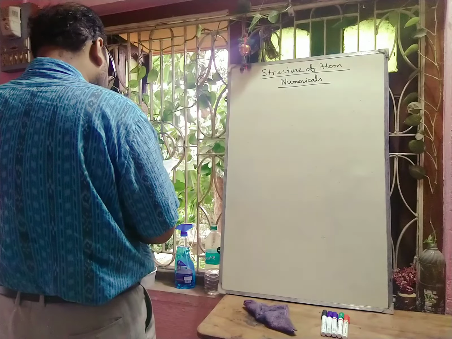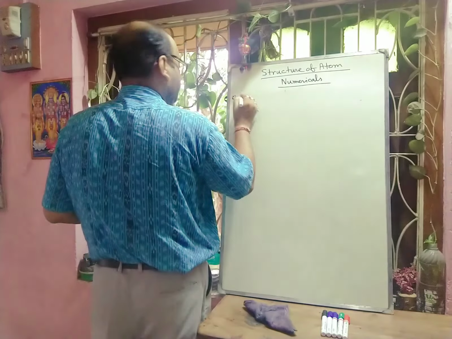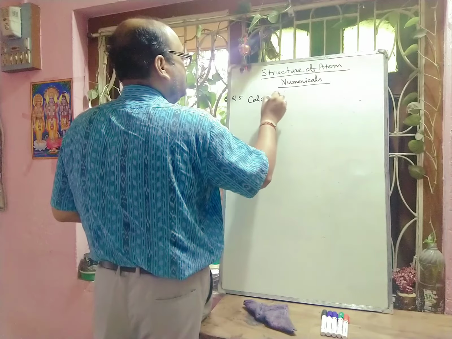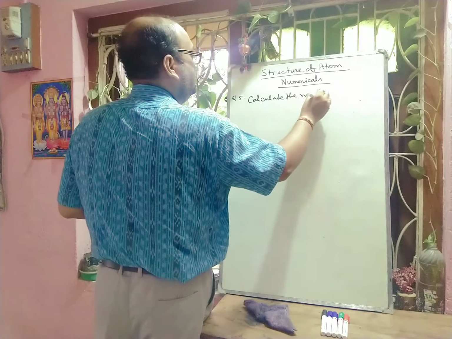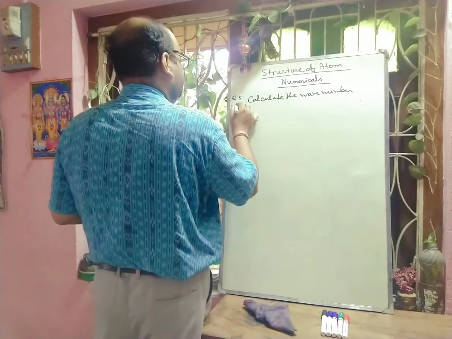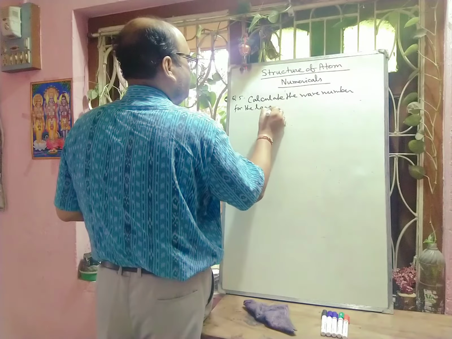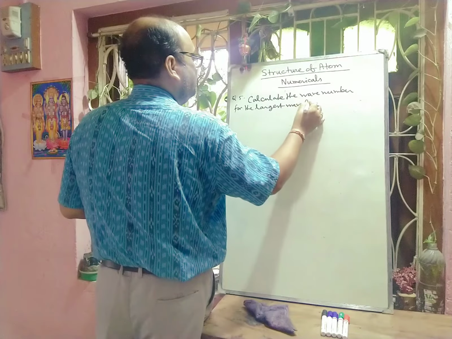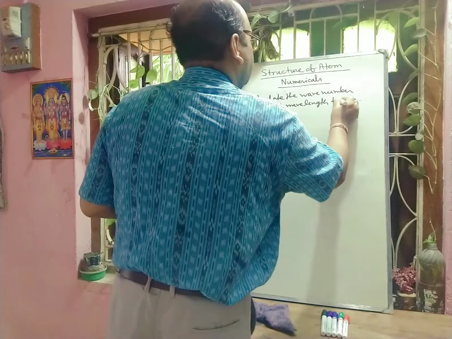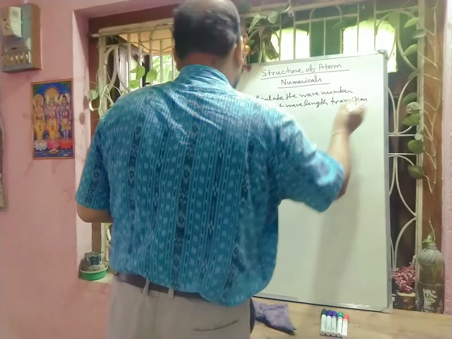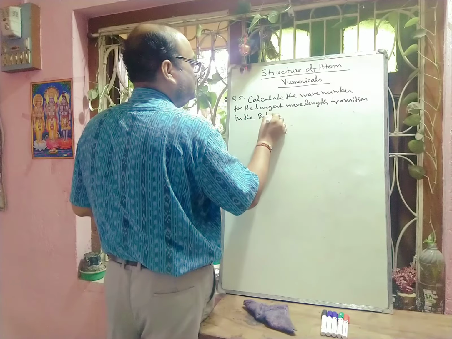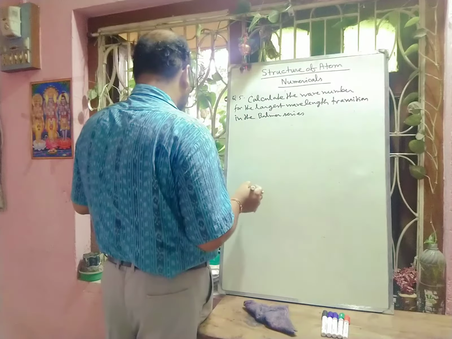Next, problem number 5. Here the problem is given: calculate the wave number for the largest wavelength transition in the Balmer series of atomic hydrogen.